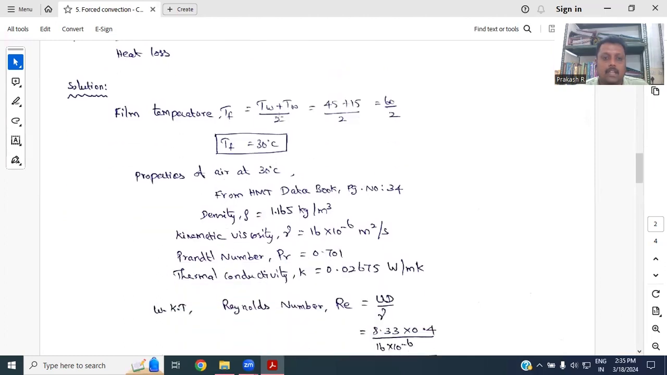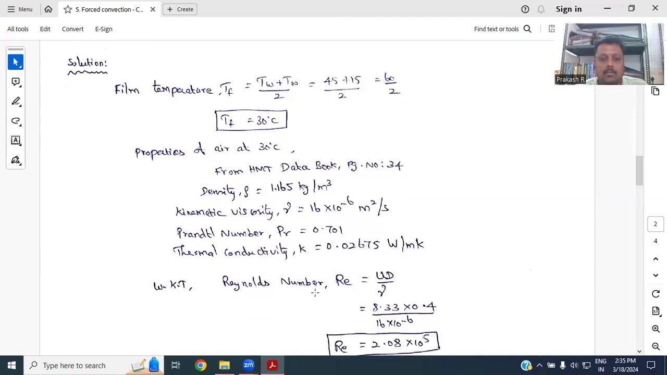Therefore, film temperature Tf is equal to Tw plus T infinity divided by 2, 45 plus 15 divided by 2, therefore 60 divided by 2, 30. So from the property of air at 30 degrees Celsius from the HMT data book, we need to note down all these data: the density rho, kinematic viscosity gamma, Prandtl number Pr, thermal conductivity K. From that, we need to find whether it is laminar flow or turbulent flow.